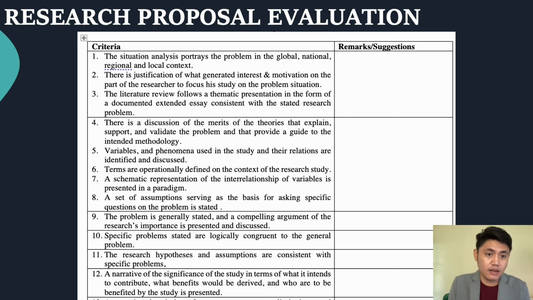For example, does the situation analysis portray the problem in the global, national, regional, local context? So ilalagay po ng inyong mga research panel members yung kanilang mga remarks or suggestions in that section beside those questions. So basically, you will be guided accordingly by your research panel members because of this research proposal evaluation tool.